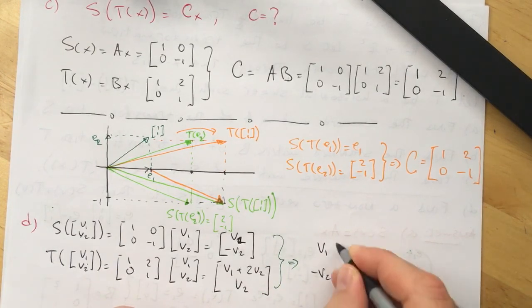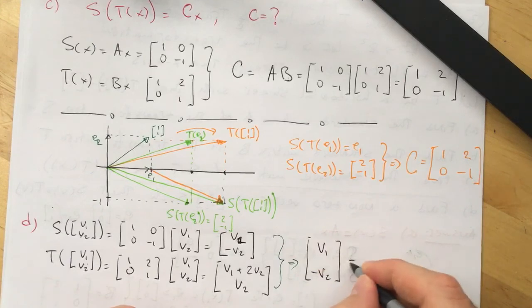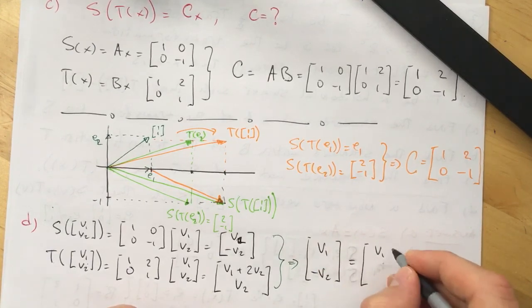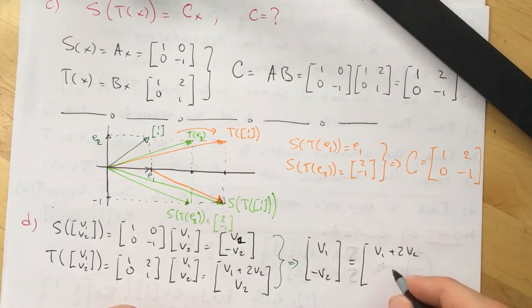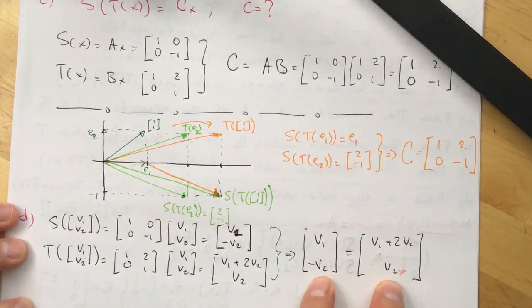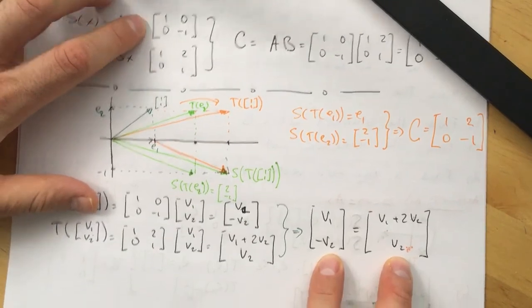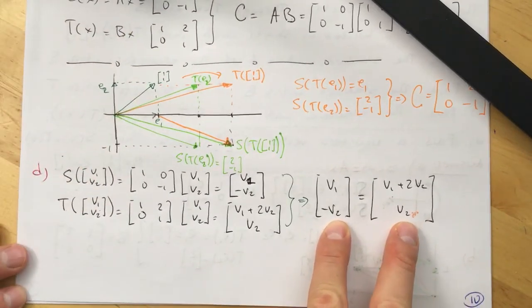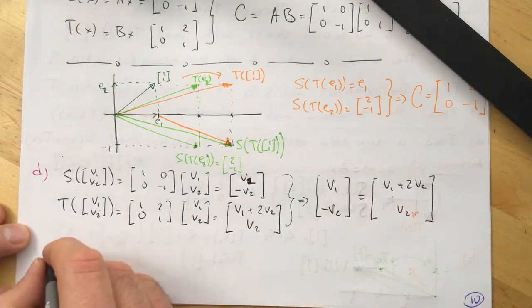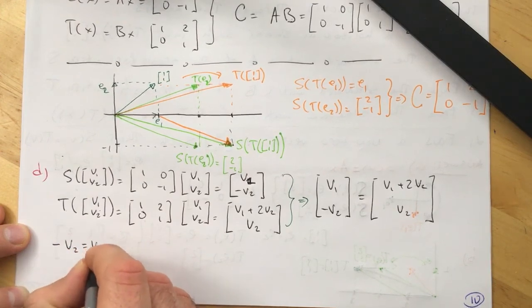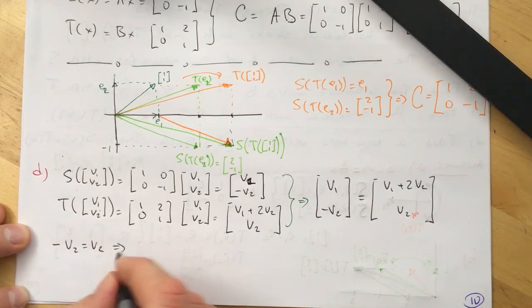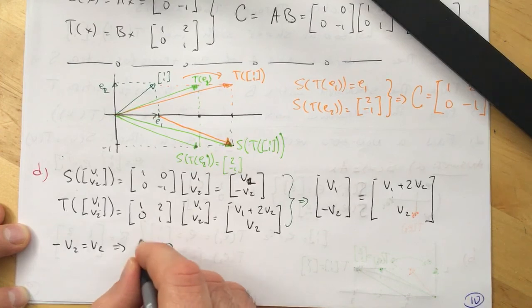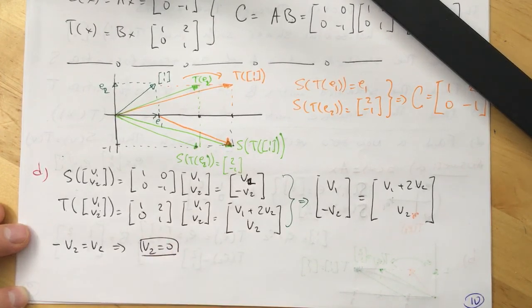v1, negative v2 to be equal to v1 plus 2v2, and here v2. Okay, so from the second entry, what is the only number such that multiplied by negative 1 gives you the same number? For what number will negative v2 be equal to v2? Well, that's only the number 0, so v2 is equal to 0.